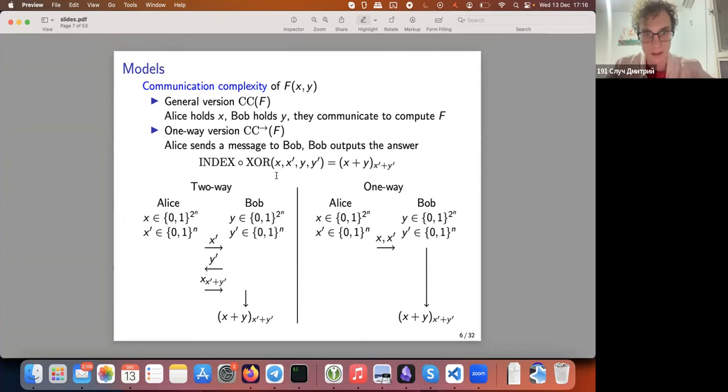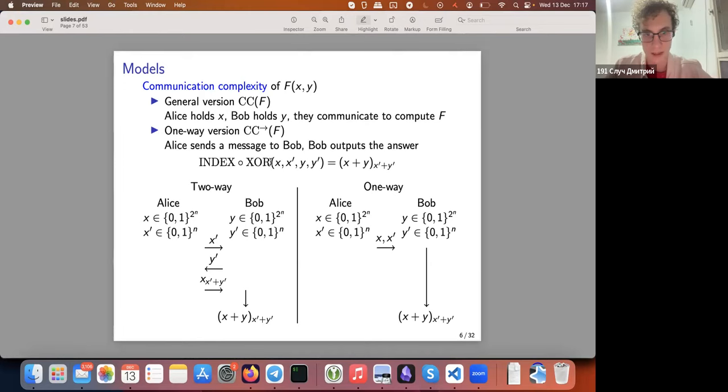For example, we can consider a composition of index and XOR functions. That is, Alice has two strings x and x prime of length 2 to the power of n and n. Bob has strings y and y prime, and they XOR the strings correspondingly, and they want to find the bit of x plus y at the position x prime plus y prime.